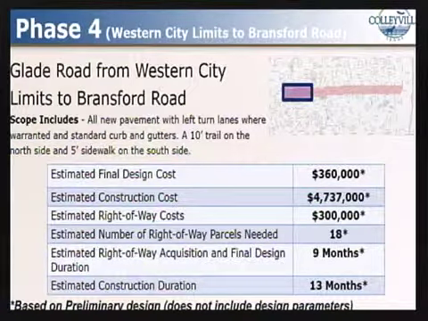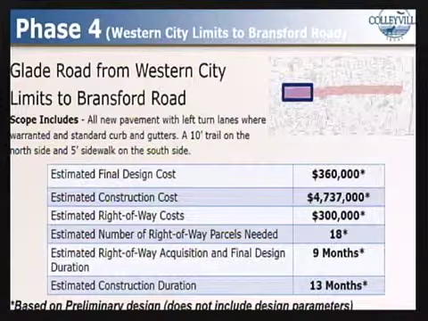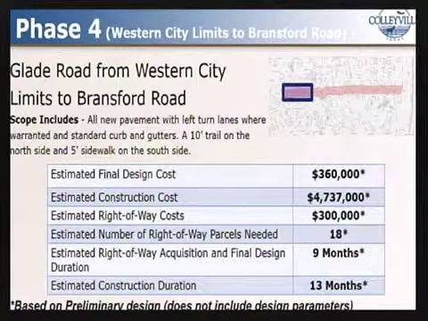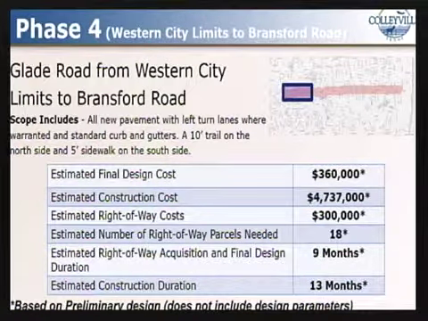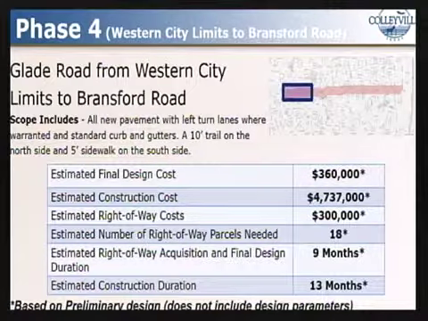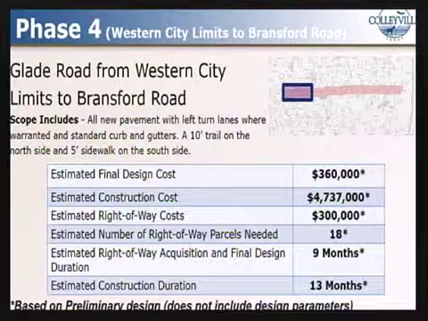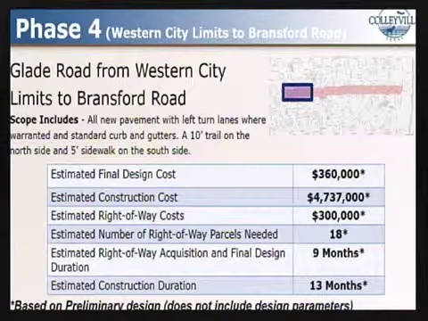This section of the corridor is estimated to cost almost $5.4 million in order to complete construction. This does include the design estimate as well as the right-of-way estimates. And this section is also expected to take 13 months to construct. These cost estimates and timelines are based solely on the preliminary conceptual design and do not account for any design parameters that may be established for this section of the corridor.